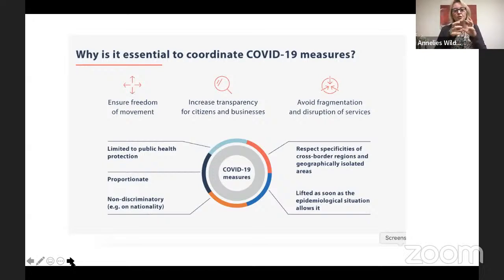So we really need to look at all these travel-related restrictions, from screening to quarantine to travel restriction, and make sure that they are not discriminatory, that they are proportionate to the problem, and that they respect certain issues of cross-border regions and geographically isolated areas. Make sure that, for example, science can continue, as Volker just alluded to, that specimens can be sent around, and that personnel and experts can be flying around. And really, we need to lift any travel restriction as soon as the epidemiological situation allows it.